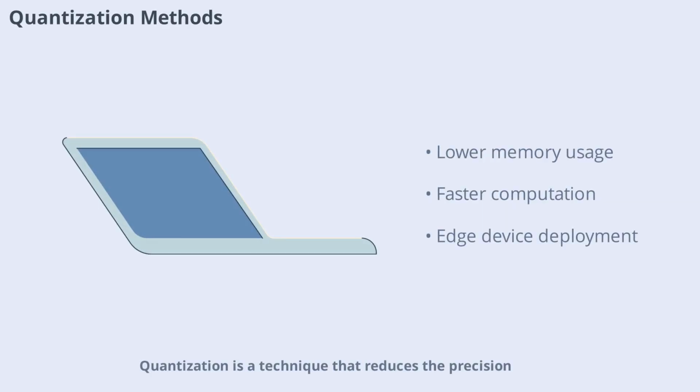Quantization is a technique that reduces the precision of the numbers used to represent model parameters. This can significantly decrease the memory and computational requirements of a model, making it suitable for deployment on edge devices. Quantization is an important step in model evolution, enabling advanced models to run efficiently in real-world environments.